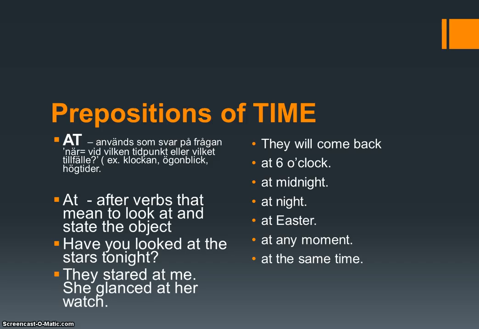We have prepositions of time. At används som svar på frågan när, vid vilken tidpunkt eller vilket tillfälle. Till exempel klockan, ögonblick, högtider. They will come back at 6 o'clock, at midnight, at night, at Easter, at any moment, at the same time.